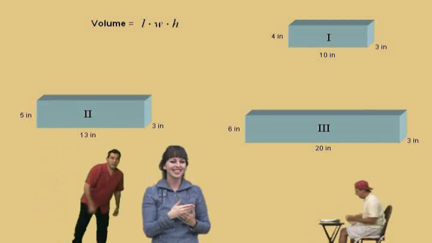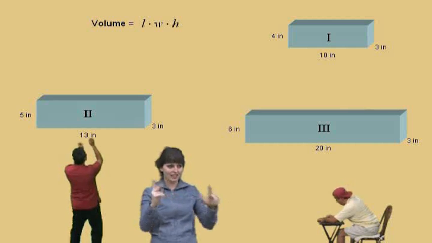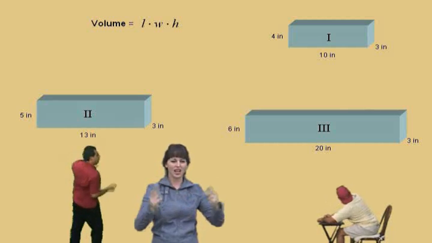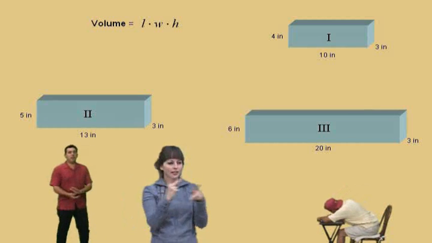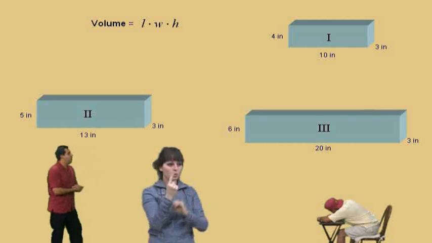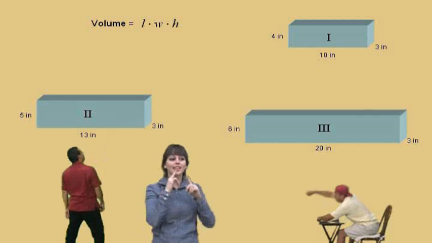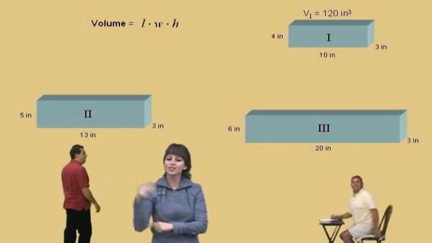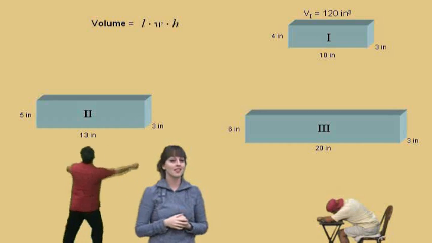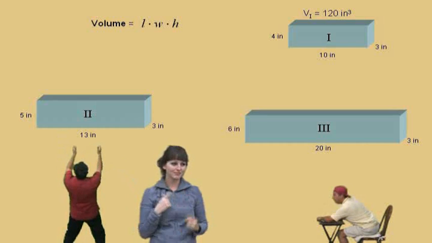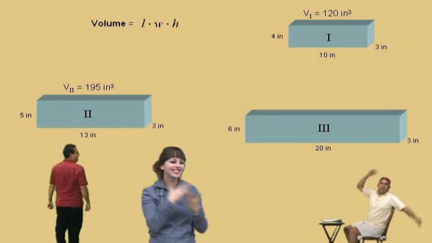Okay, now we're gonna go ahead and calculate the volumes. Remember, the formula for volume is length times width times height. There it is up there, Charlie. Write it down twice. That's right. Okay, now let's find the volume for rectangular solid 1. Go ahead, Charlie, how do you find the volume? Remember, length times width times height. So what is it, Charlie? 120 inches cubed. Very nice, Charlie, very good. Okay, let's do rectangular solid number 2. Go for it, Charlie. 195? Very nice, Charlie.